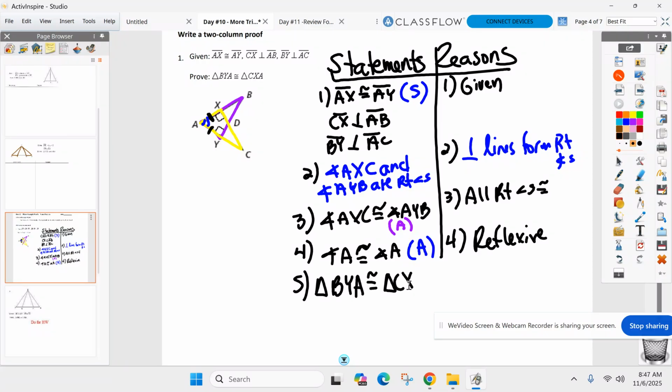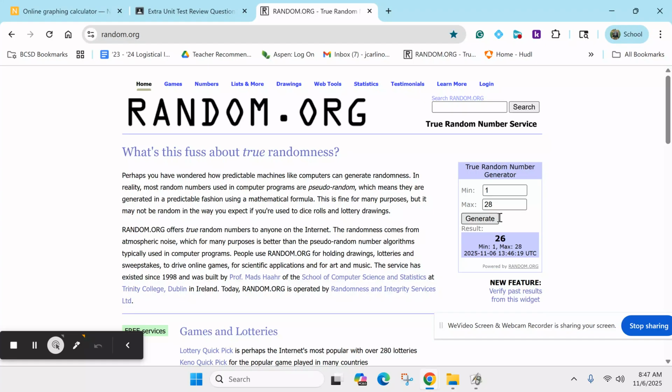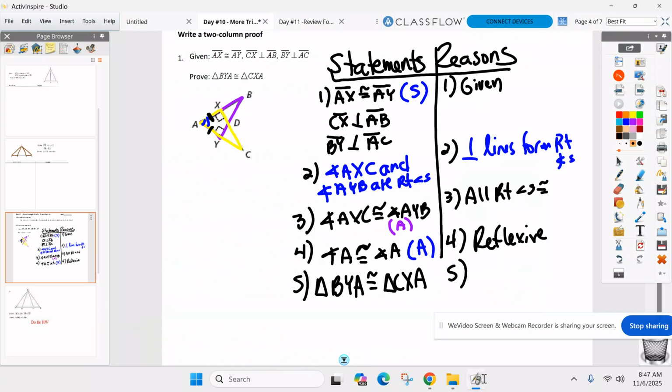It's not going to be HL here because I only have one side. I need at least two sides for HL. So this is not going to be an HL one. All right, got a method. Method, Nick. Side is in the middle.